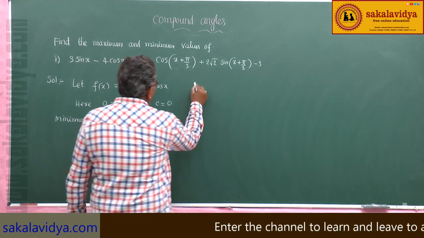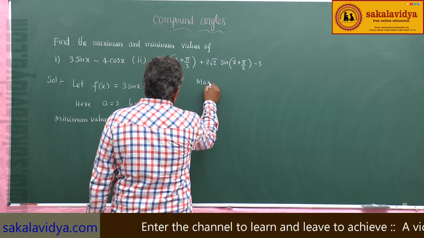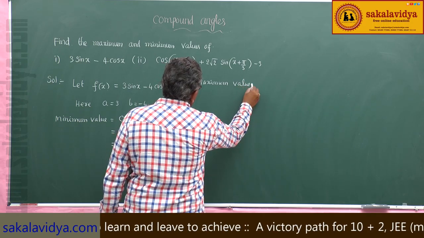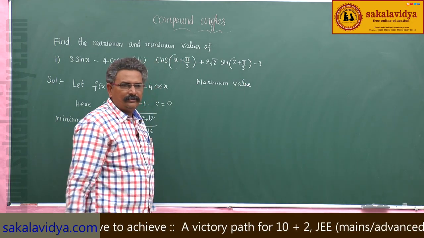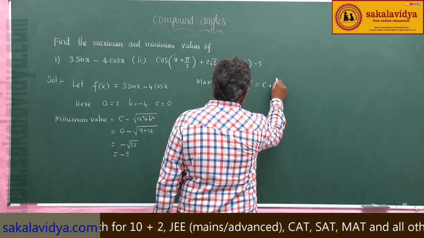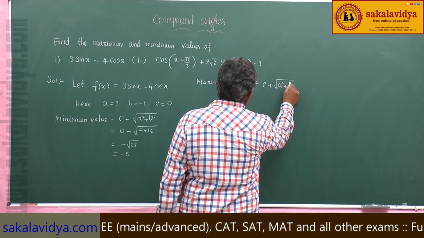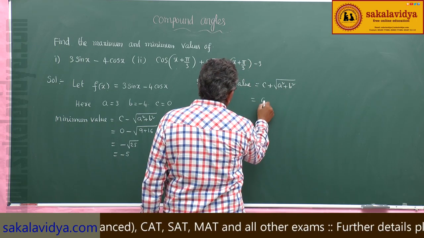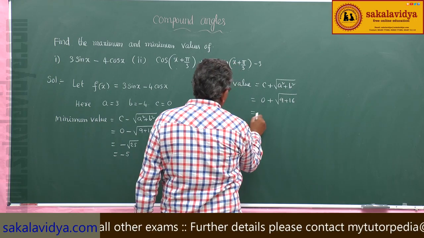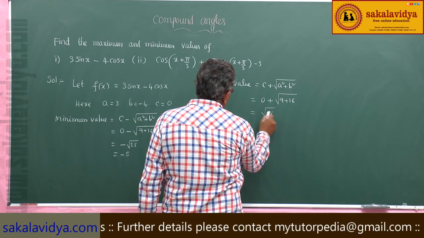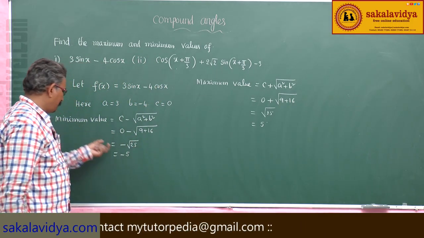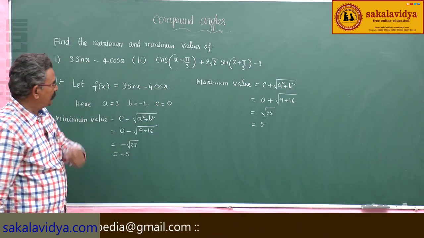Maximum value, the maximum value is equal to c plus root of a square plus b square, 0 plus root of 9 plus 16, this is root of 25, so 5. So, minimum is minus 5, maximum is 5.